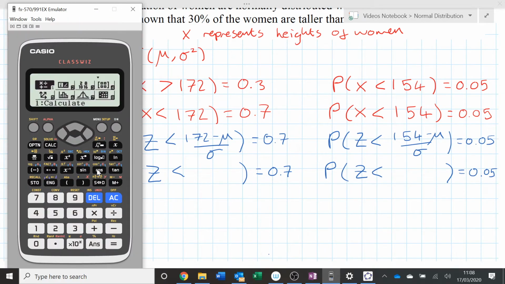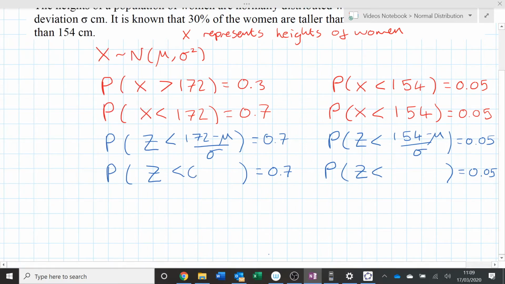So I need to go into my standard normal distribution, my inverse normal. I've already got it set up with sigma is 1 and mu is 0. Very easy to accidentally put them the wrong way around. Having sigma of 0 will cause you a problem, but just be really careful about it. 0.7 here gives me 0.5244. I am going to store that as A.